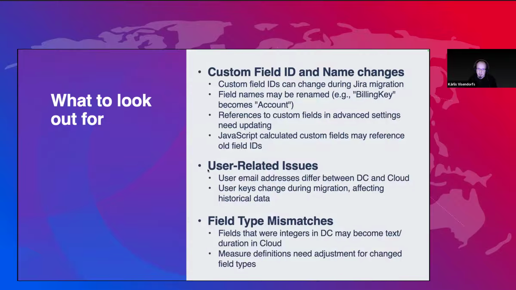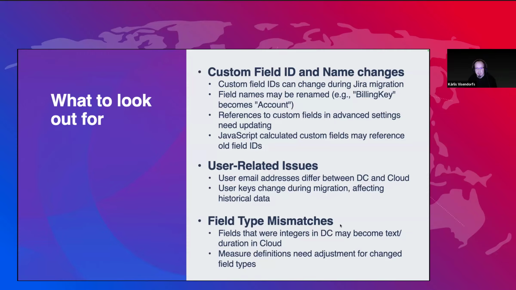Next thing, user-related issues. As you saw, I had different email addresses between my DC instance and my cloud instance. You can fix that with the authorization, but you need to take into account that things like that can happen. Also, there are, I think, some times where user keys can change and it can affect some historical data.